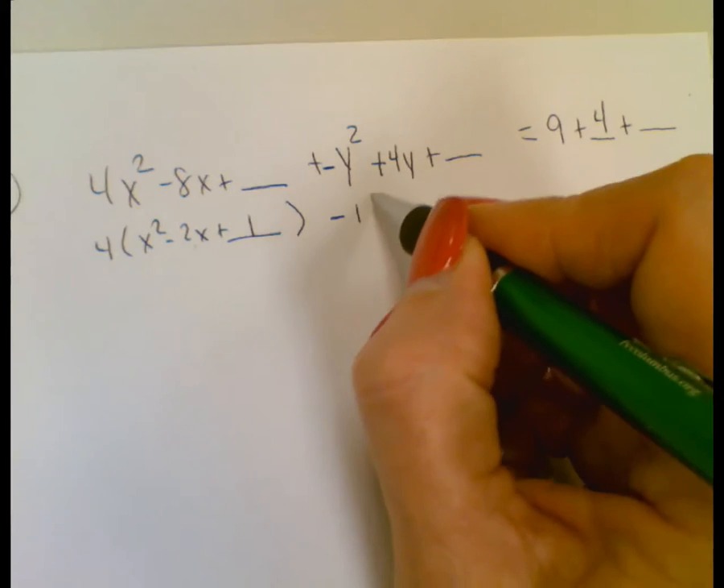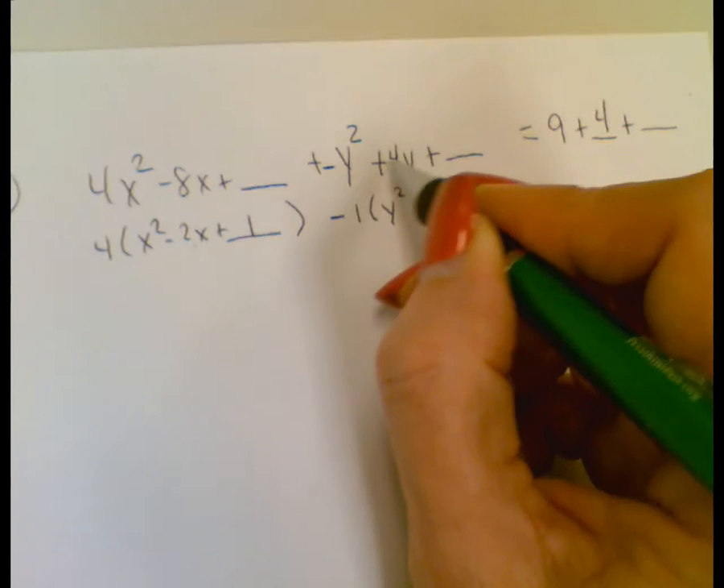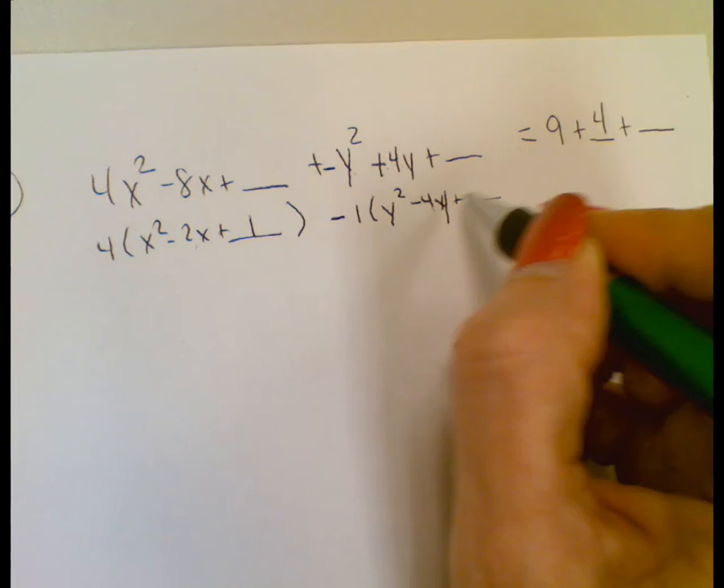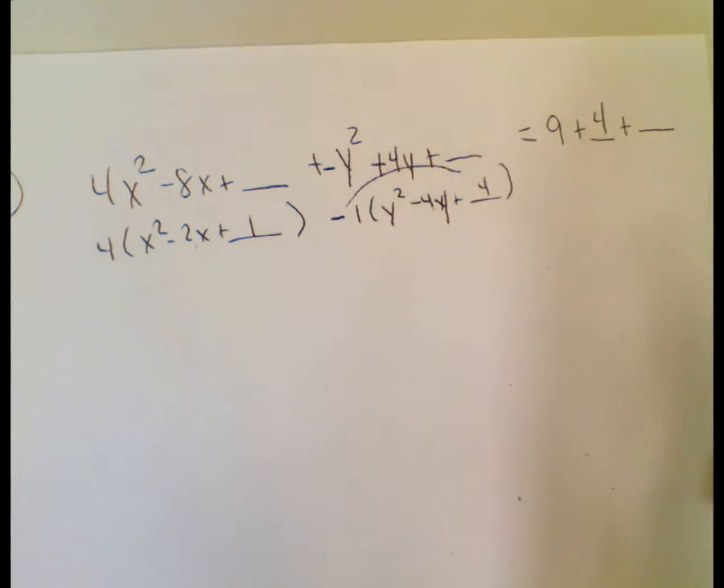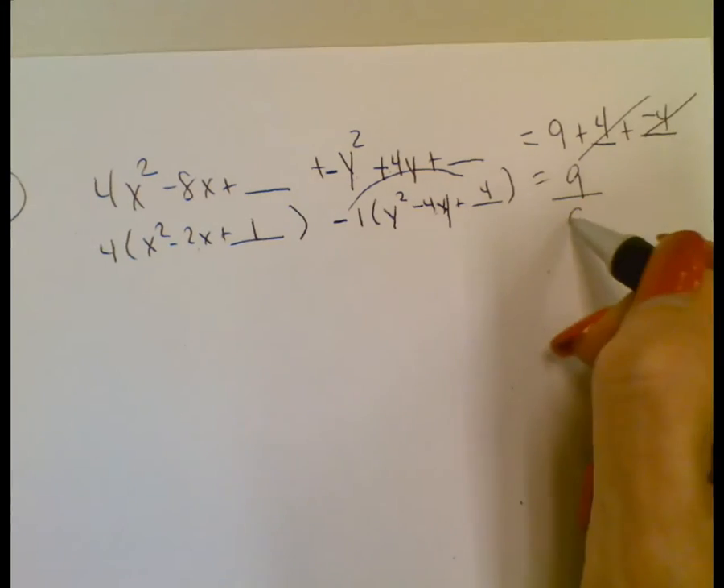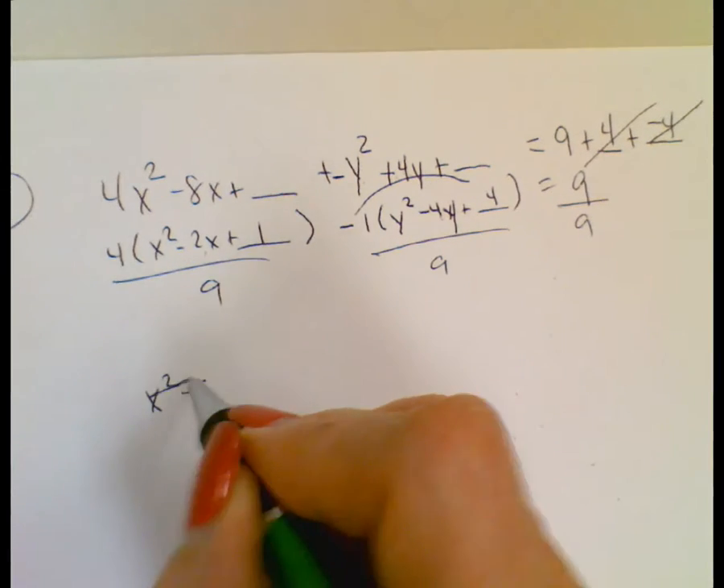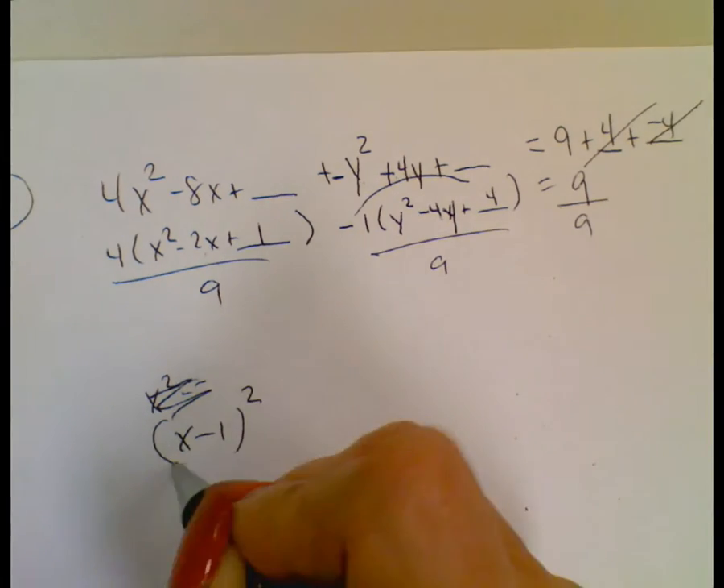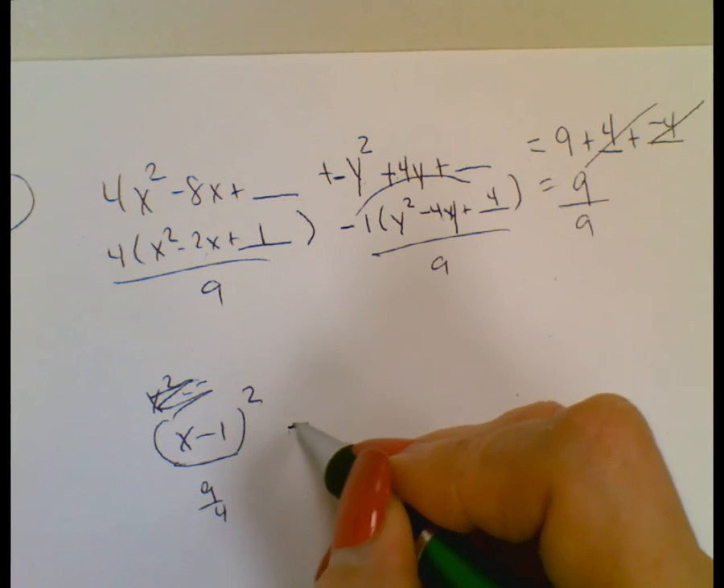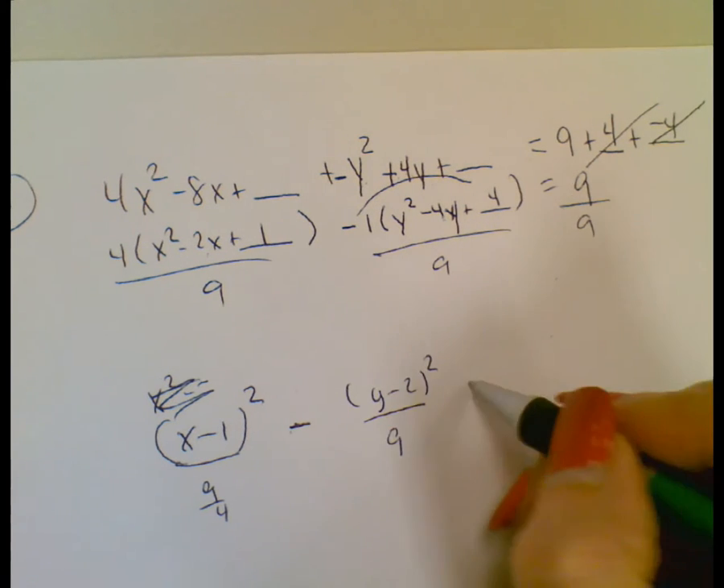This one we're taking a negative 1 out. So that becomes a y squared, but this becomes a negative 4y, because if you take a negative out, it changes both these to their opposite. So half of negative 4 is negative 2 squared is 4. We're adding a negative 4 to the other side. So these actually cancel and you get 9. Then we're going to divide everything by 9. This is actually going to be 9/4. It did not cancel. Minus y minus 2 squared over 9 equals 1.